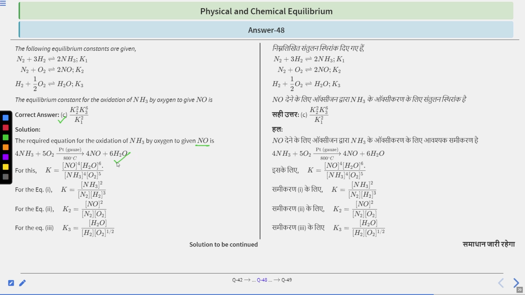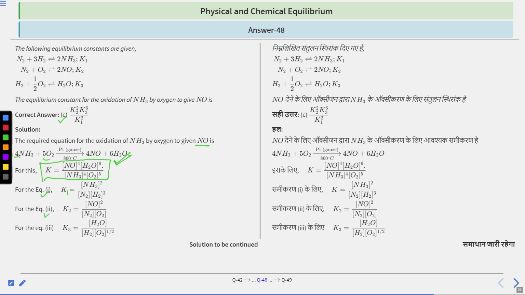And if we look at this reaction, K is equal to [NO] whole power 4 [H2O] power 6 divided by [NH3] power 4 and [O2] power 5, right? So we have to find this through K1, K2 and K3. So if we write the K for the first equation, it will be [NH3] whole square divided by [N2] and [H2] whole cube. It will be K1.